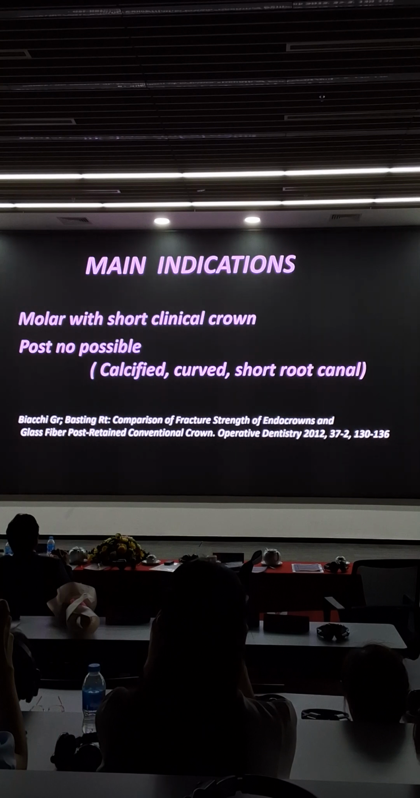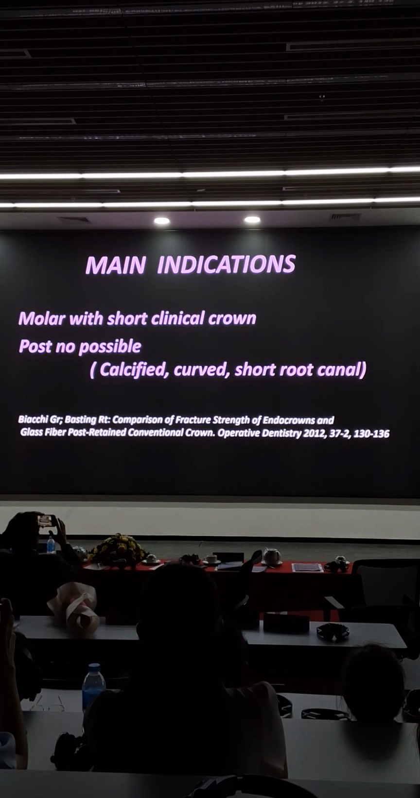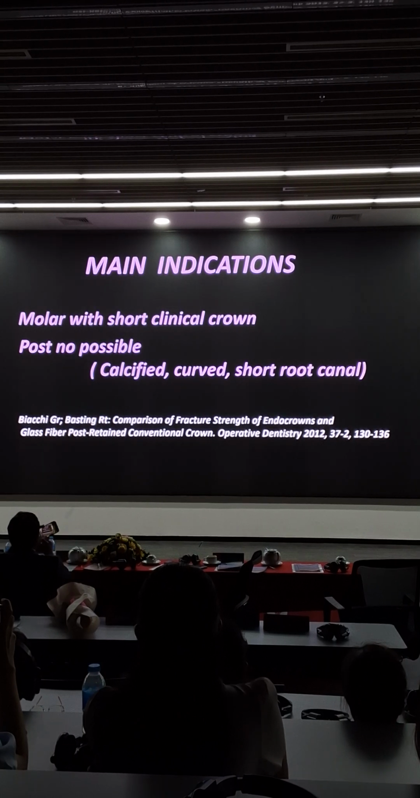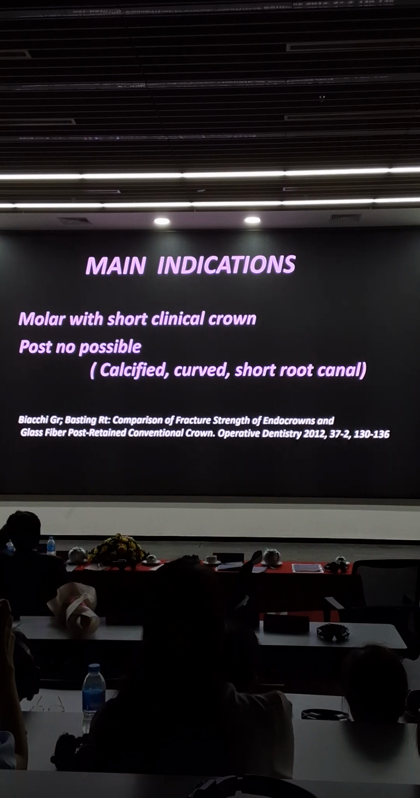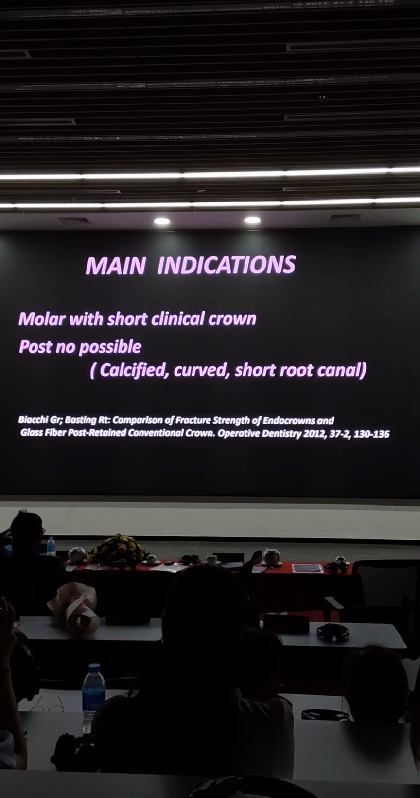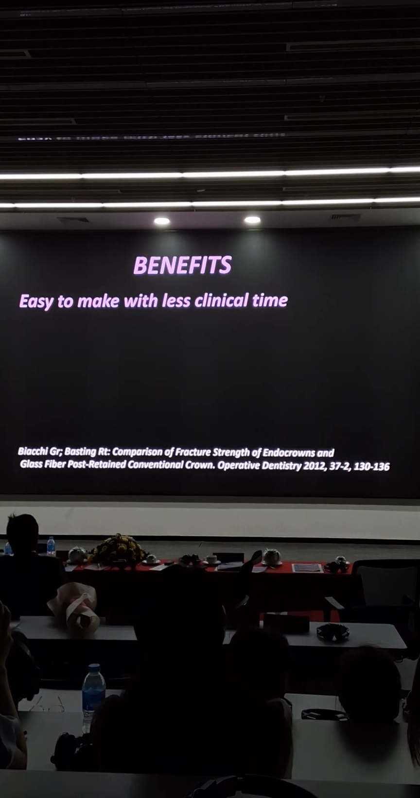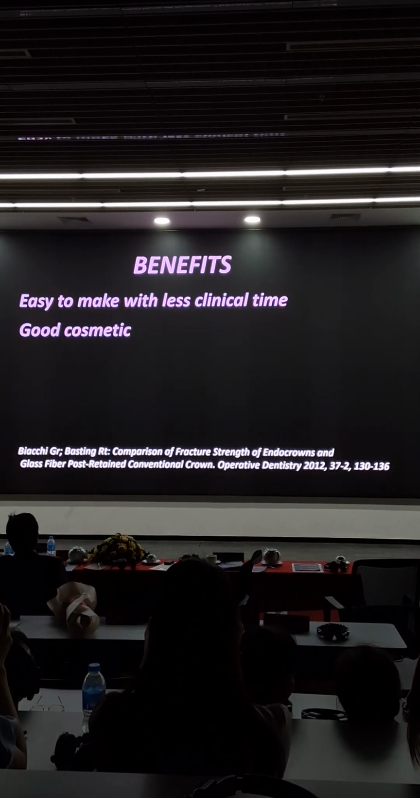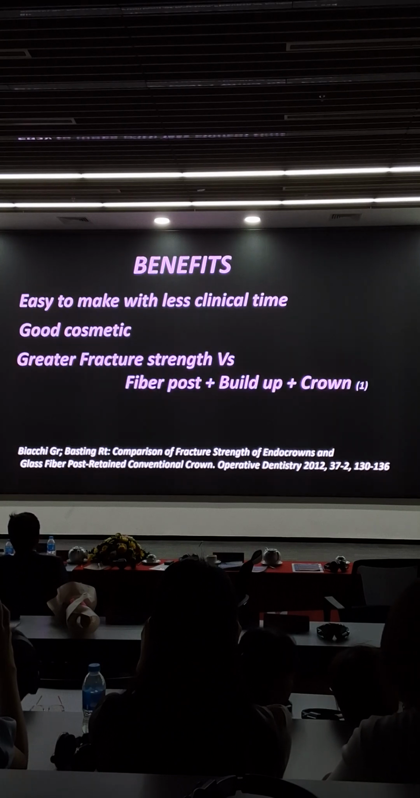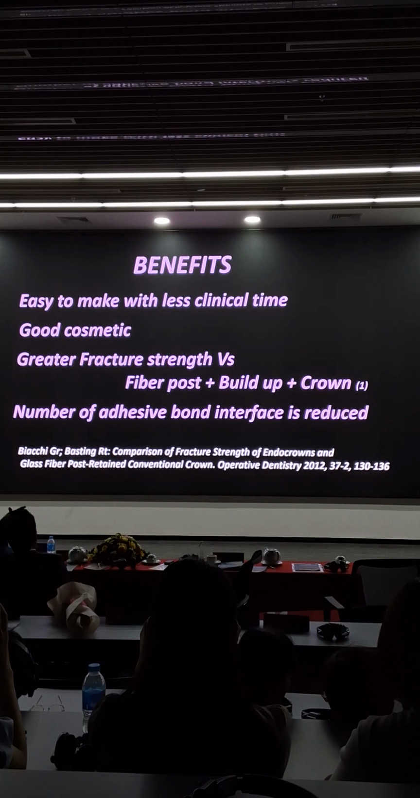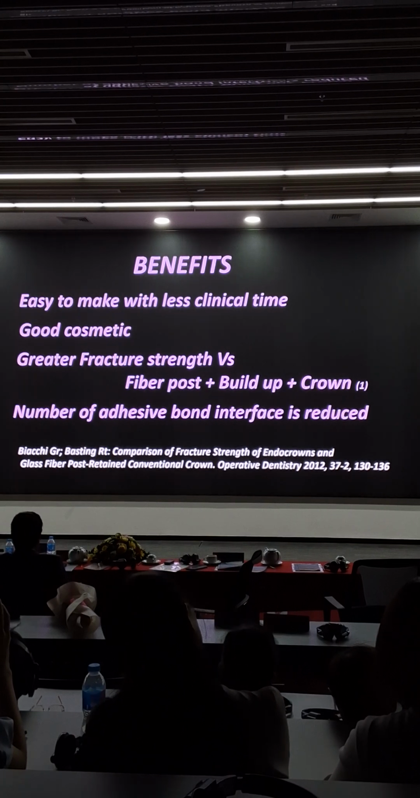So this is a very good technique when you have short distance. This means the opposite tooth and your tooth are very short. When you have teeth which are very short, this is a very good technique to do it. Also, if you have a calcified canal, a short root canal, it will be a good technique. And in fact, it's very easy to do. You will see the preparation is very fast. You will get a good cosmetic, good fracture resistance. And also, you have only one bonding surface to reduce the number of bonds.